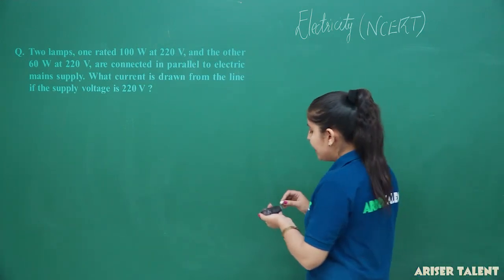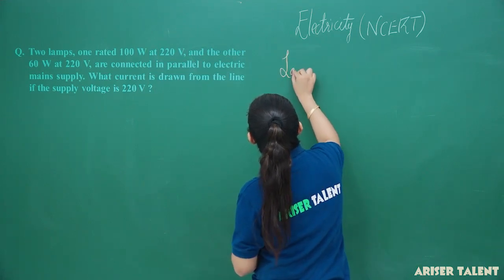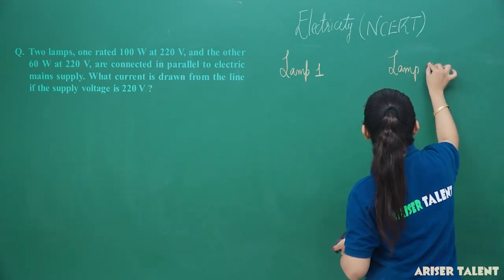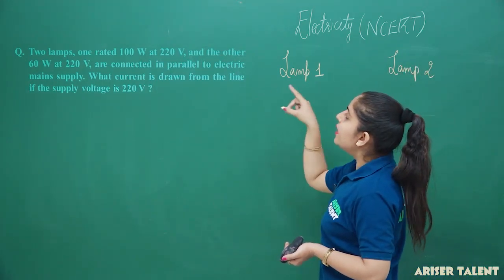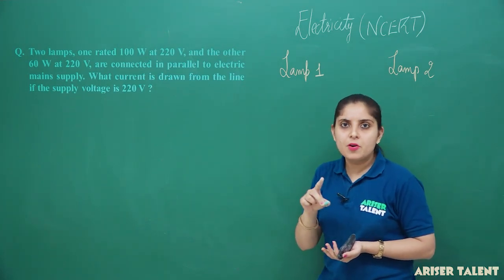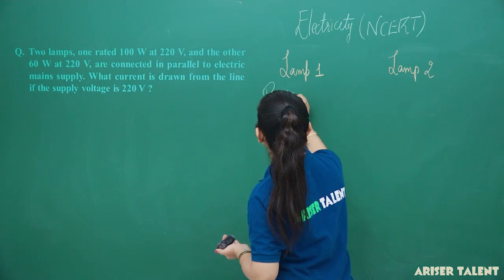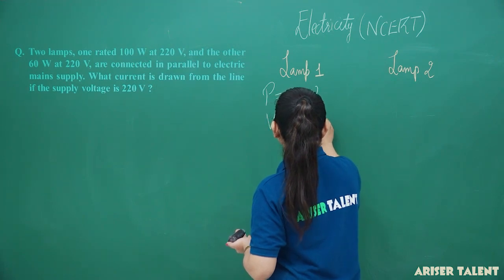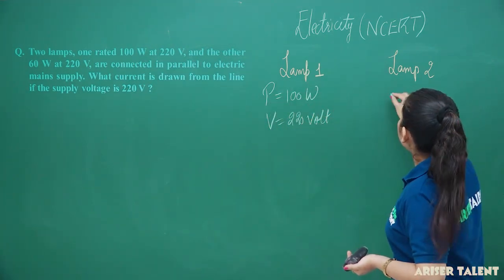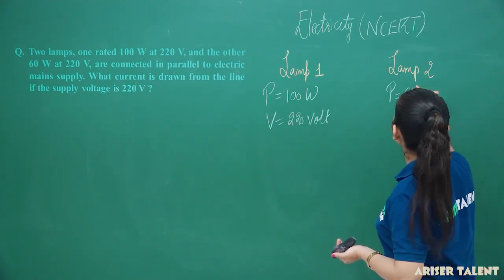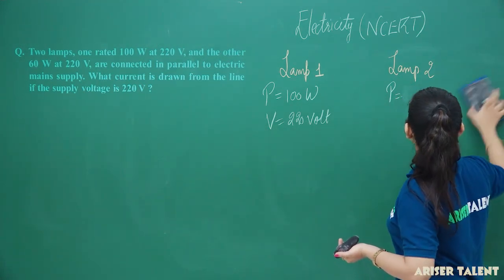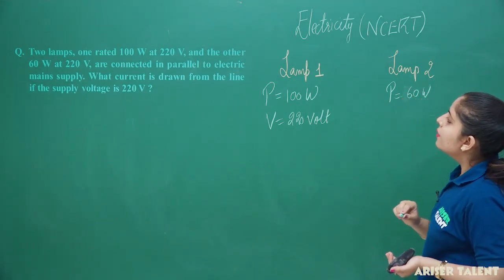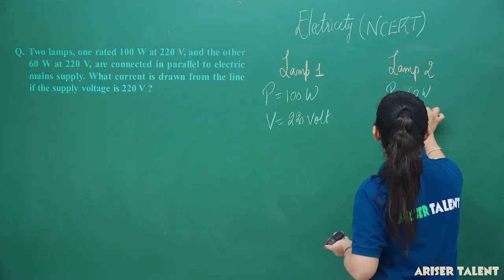Now first write again the given condition here. This is our lamp number 1 and this is our lamp number 2. Two lamps are given here. One rated 100 watt. 100 watt means it has a power of 100 watt. So the power is 100 watt here and the voltage is 220 volt. Now in the other case, power is 60 watt and again the voltage rating is 220 volt here.